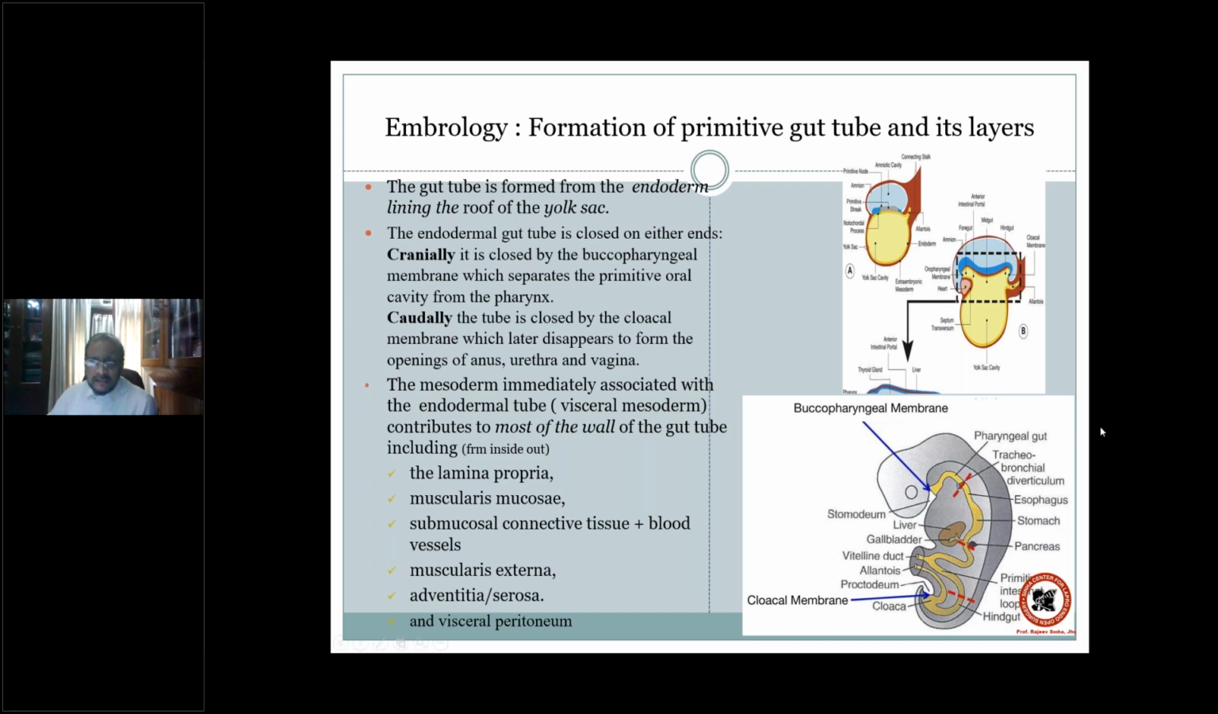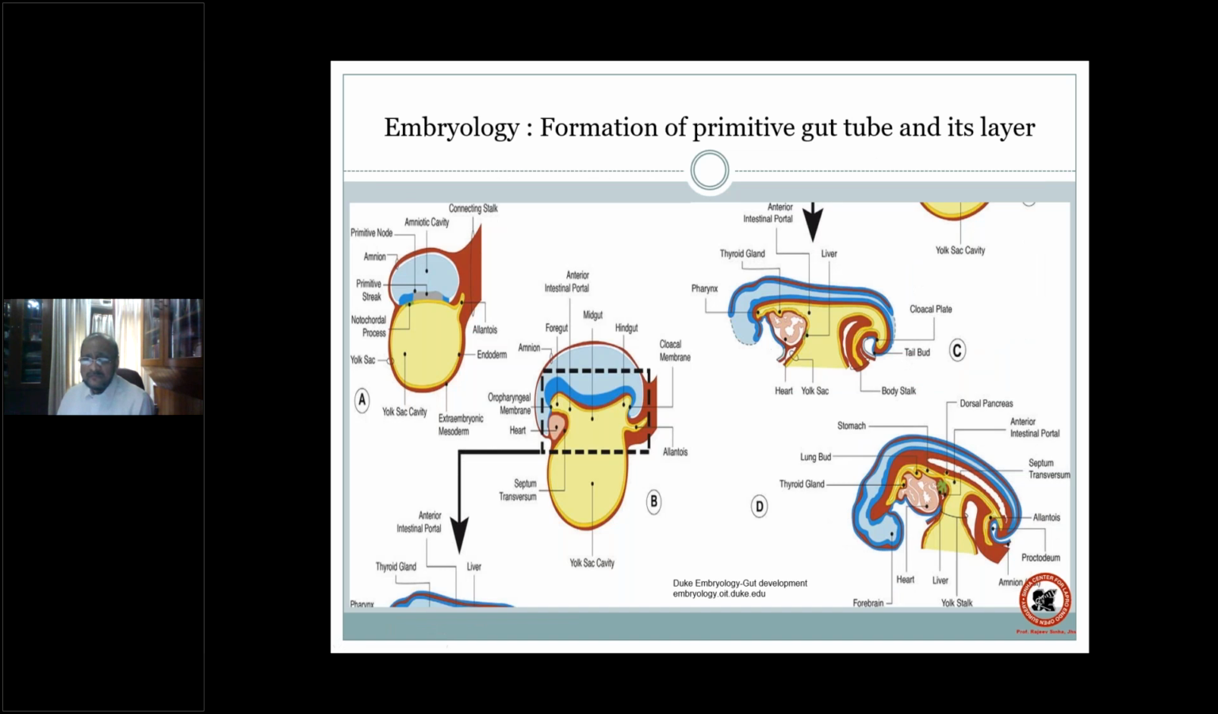And the mesoderm surrounding the endoderm contributes to the rest of the bowel wall, namely the lamina propria, the muscularis mucosa, and so on and so forth, and of course to the visceral peritoneum and the somatic peritoneum. Now, this is just the formation of the primitive gut and its layer. We'll just cover this again, first of all.